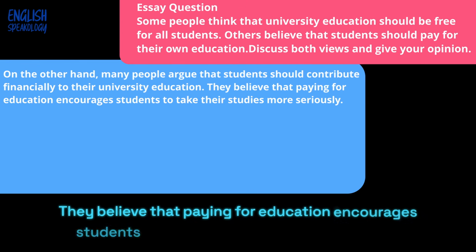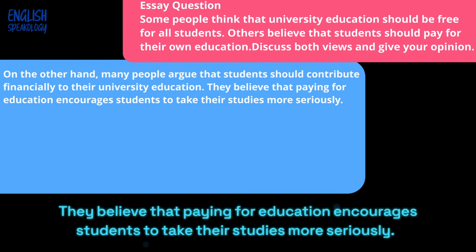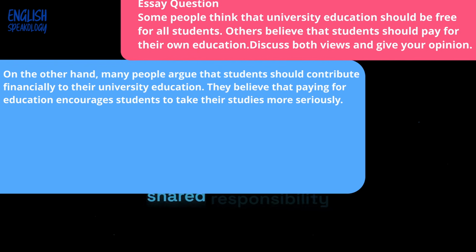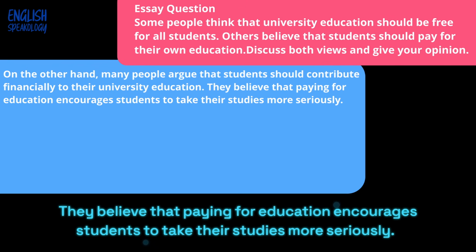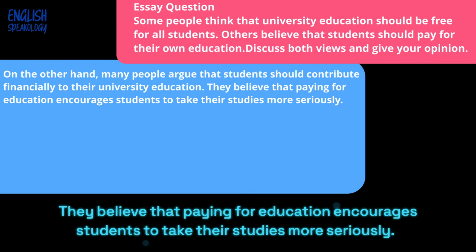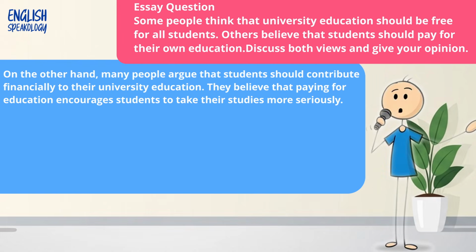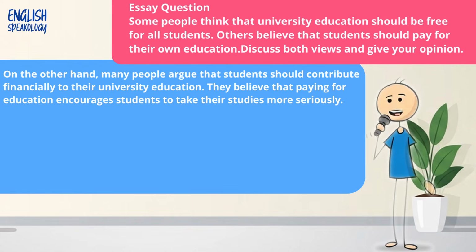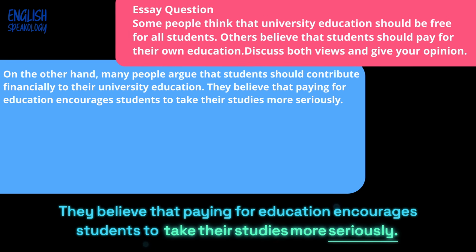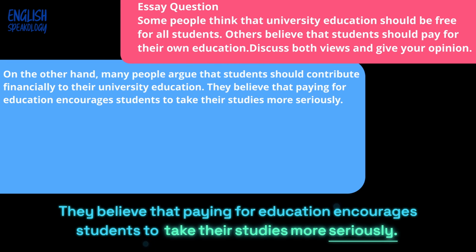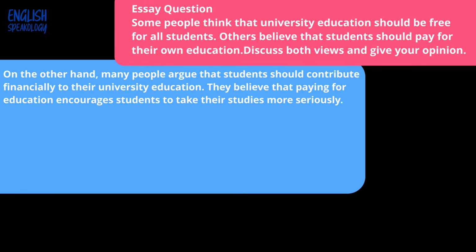They believe that paying for education encourages students to take their studies more seriously. Now let's analyze why this sentence works. The key idea here is personal responsibility. When students invest their own money in education, they may feel more motivated to attend classes, complete assignments, and achieve good results. This argument is quite common in discussions about higher education funding. Notice the phrase, take their studies more seriously. This is natural academic language. It is clear and easy to understand, which is exactly what examiners prefer. Now let's develop the idea further.